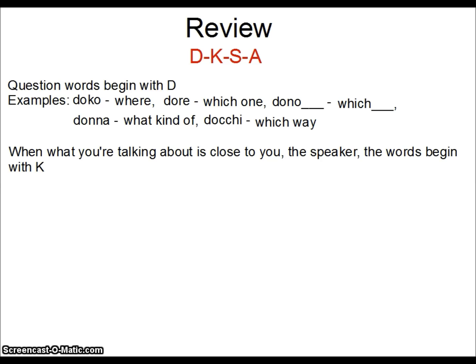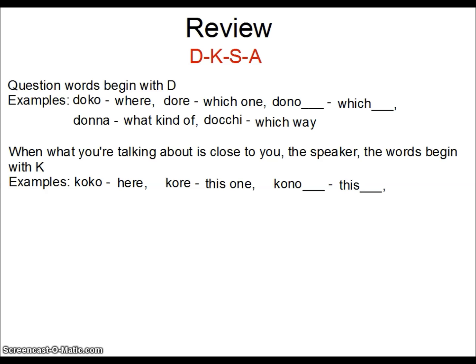These words are all related, so they come in pairs. That's why we always list things together as a group, but we're just going to talk about some examples that start with K. Instead of saying doko, where, the answer would be koko, here. See, the words are related. You also have kore, which means this one. Kono blank, which means this blank, close to me, the speaker. Konna, this kind of. Or kochi, this way.